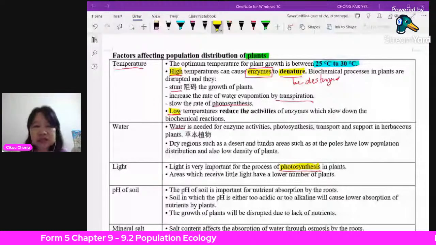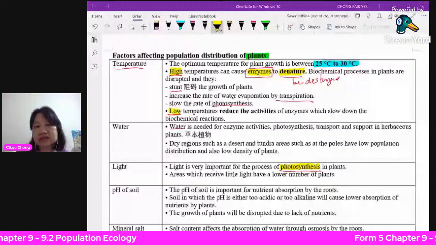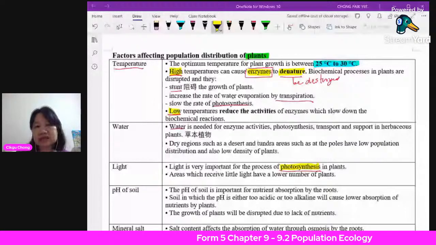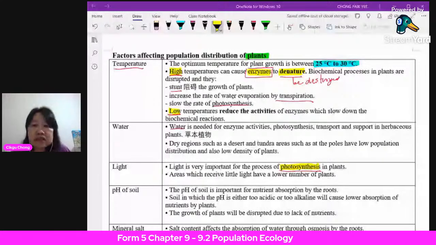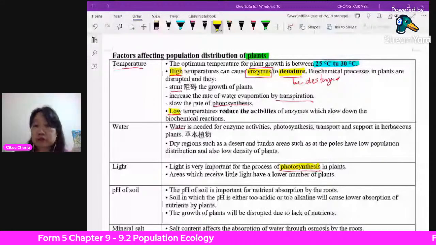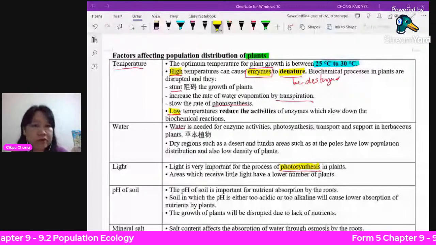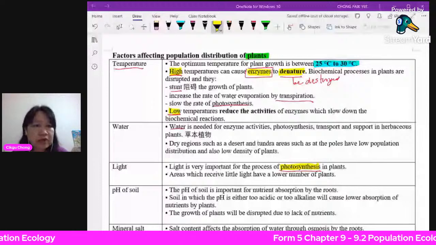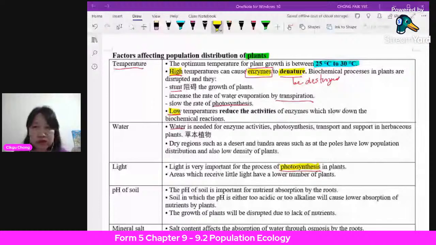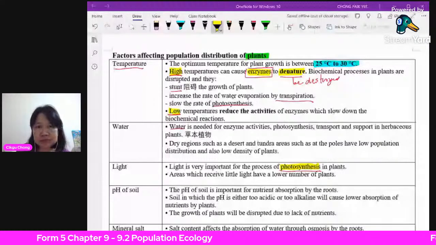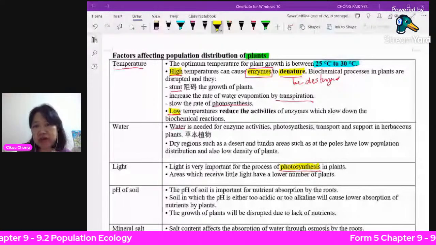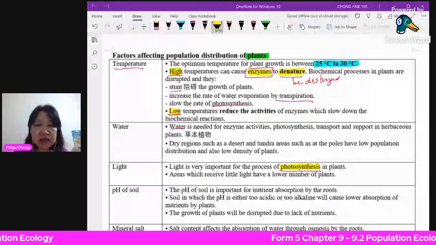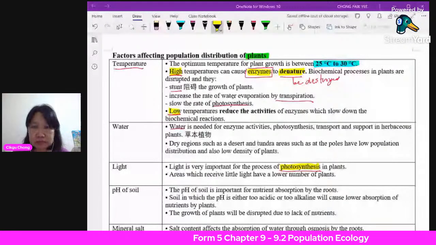Light, as you know, is needed for photosynthesis. It is logical to say that if you do not have enough light, you cannot have enough photosynthesis, so the plant will not grow very well. So plants always look for sunlight. When talking about green plants, not fungi. Fungi don't need light because they don't have chlorophyll. So areas which have little light will have a lower number of plants. It makes a lot of sense. We're talking about green plants, not just any plant, because fungus is not affected.